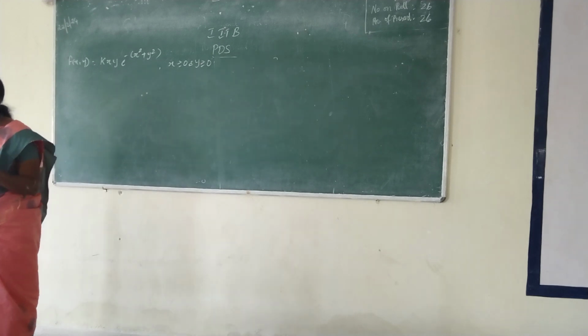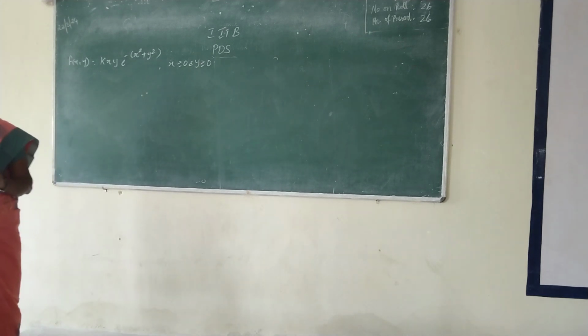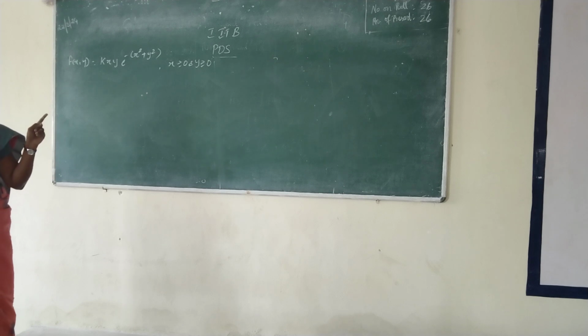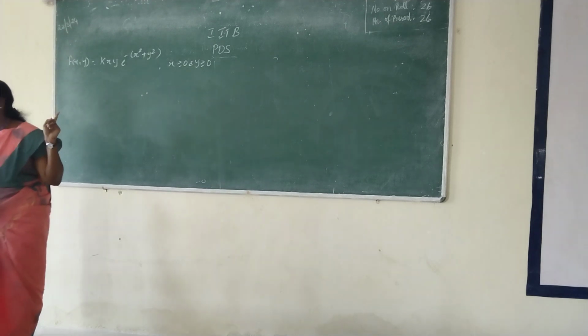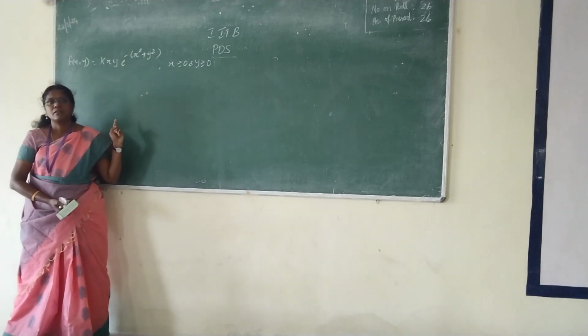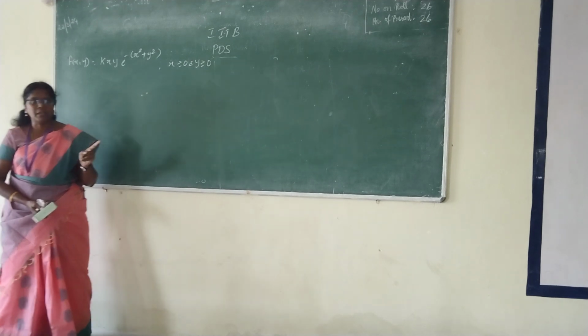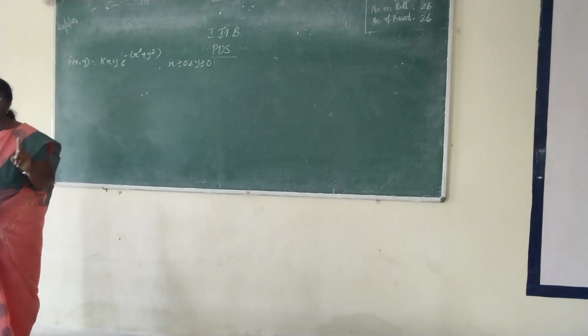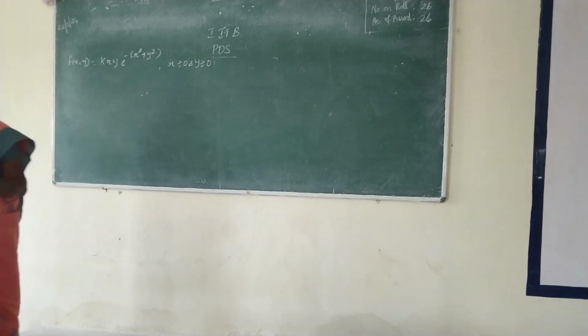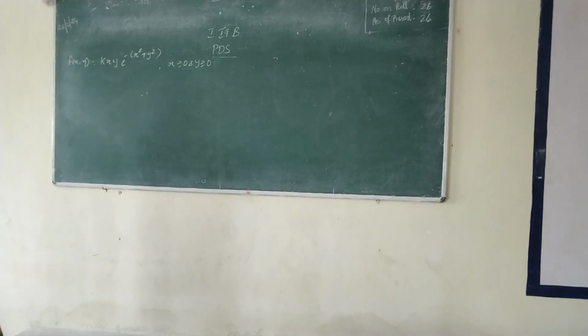Using that condition, we are going to integrate, solve it, and we are going to find what the k value is first. Okay, what is the limit value for x? Greater than or equal to 0 means what is the limit value? 0 to infinity. So both x and y are varying from 0 to infinity.